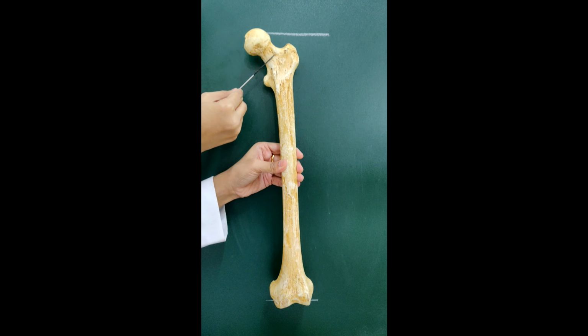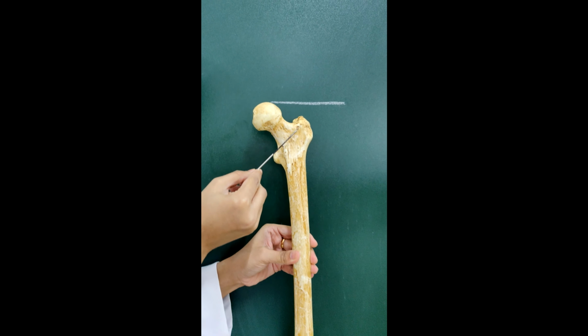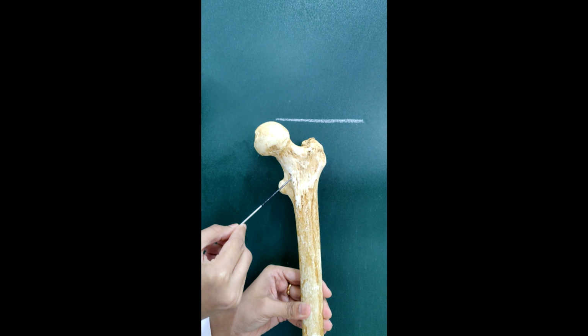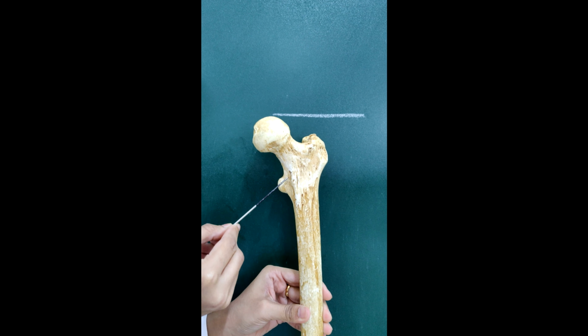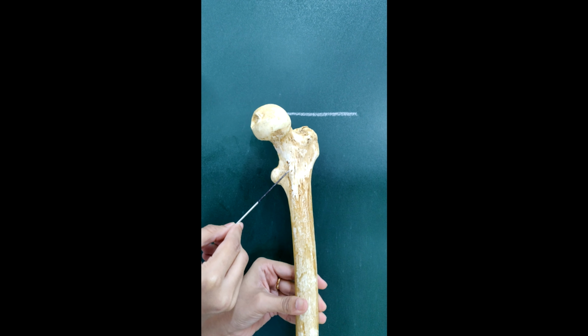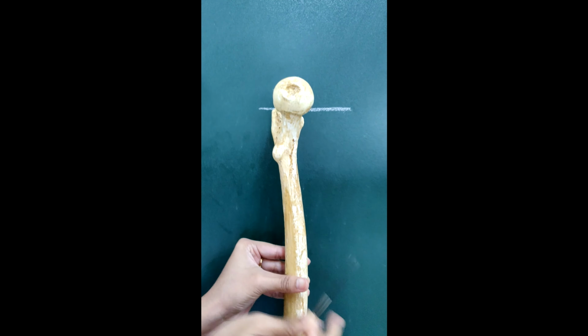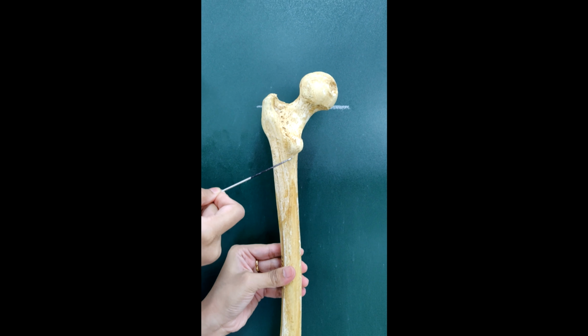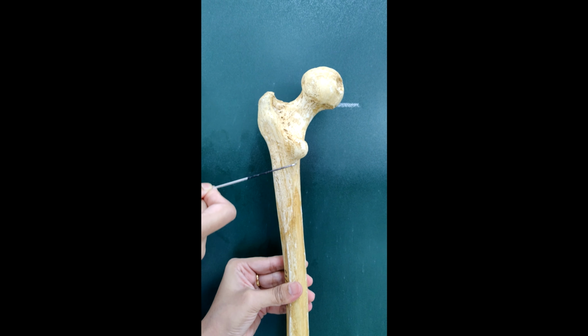The neck meets with the shaft at the intertrochanteric line, which is intracapsular. It passes downwards and medially and continues with the spiral line.